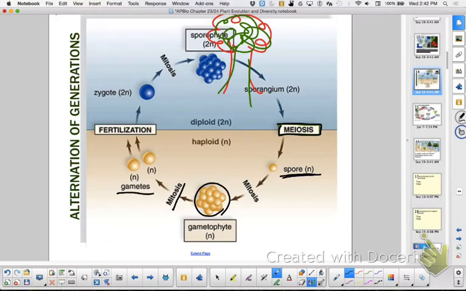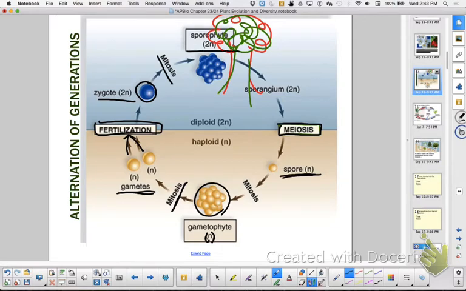Now, we don't normally envision that. We always think you got to do meiosis before you make gametes. But because the gametophyte is already haploid, it's going to do mitosis in order to make gametes. Two gametes get together through a process called what? Fertilization. And that fertilization will then form a diploid zygote, which will undergo mitosis to form the sporophyte again.